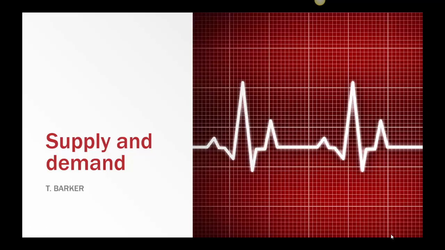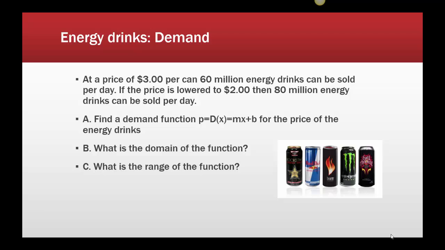Today we're going to introduce the ideas of supply and demand. So say we had at a price of $3 a can, 60 million energy drinks can be sold per day. If the price instead was lowered to $2, then 80 million energy drinks can be sold per day. So we want to find a demand function.